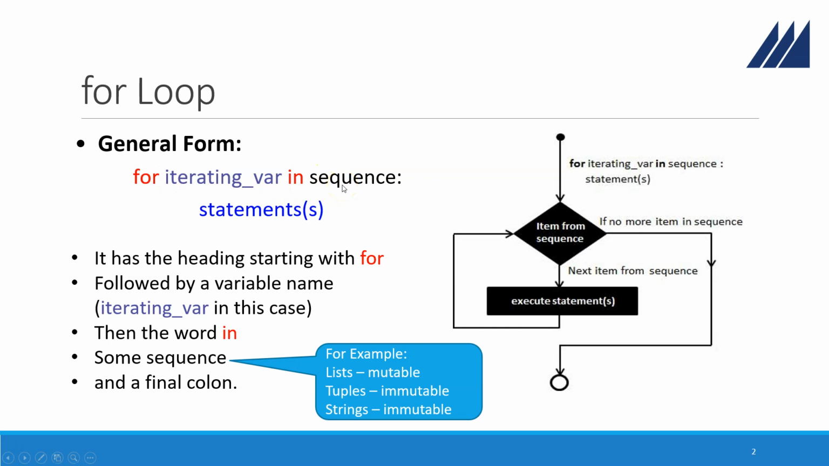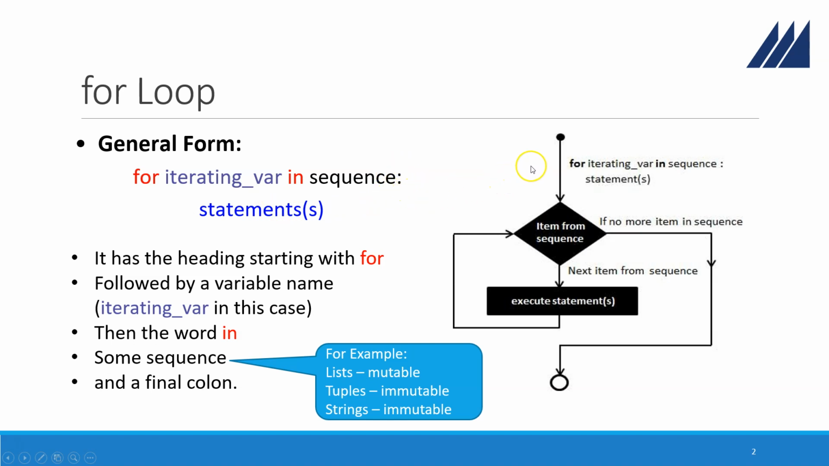So what does that mean? That means that every item in this sequence, even if it's a list or a tuple or a string, will be assigned to the variable that we have during each iteration, starting from the left to the right. We're going to see some examples that will help us understand it. And then after that we finish the header with a colon.